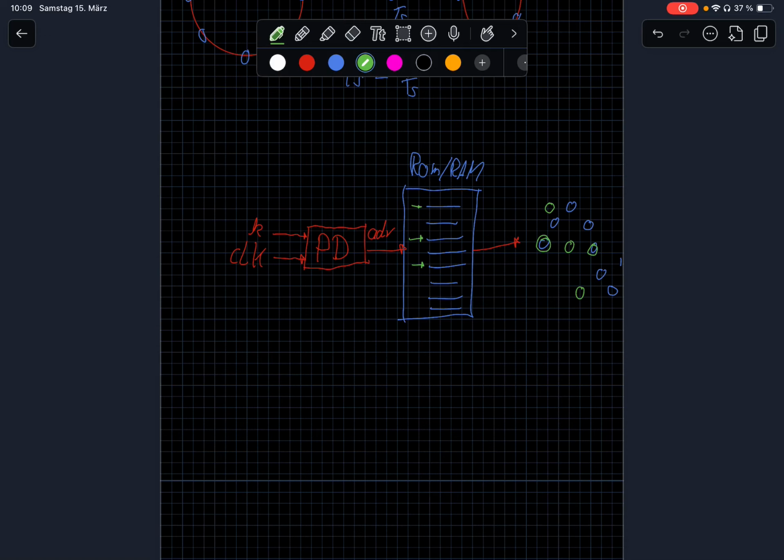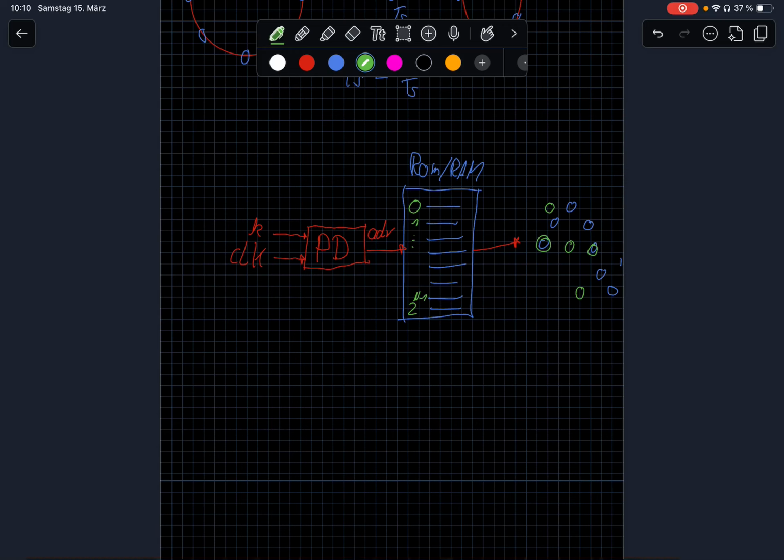In real applications, we use more than just these values here. When we look at the addresses, we have here 0, 1, etc., up to 2 to the power of n minus 1, which we can set in the DDS compiler in Vivado.